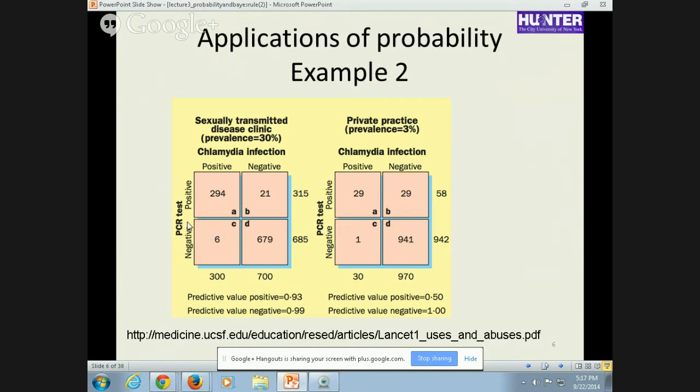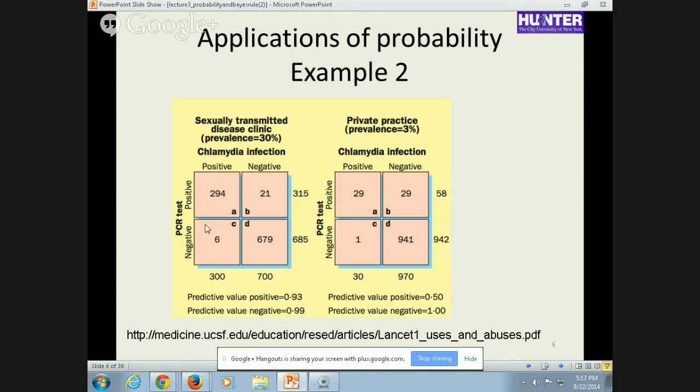So the PCR test, this is polymerase chain reaction. It's a very sensitive test that will pick up DNA that is specific to the chlamydia virus.